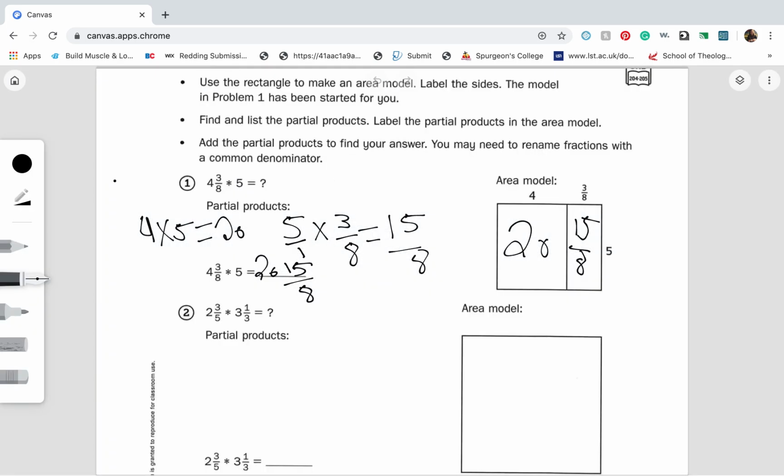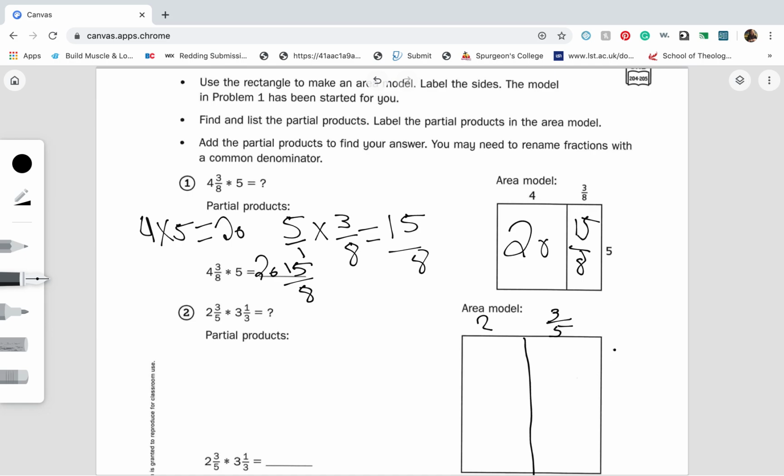Okay, so now we're going to actually make our own area model. So we have 2 3/5 times 3 1/3. So I know right from the get-go, I have to break up both of these. So on one side, there's going to be 2 3/5. You draw a line to represent each number you split. So you have a 2 and a 3/5, so that's one line, and that's going to give you two separate boxes. So there's two sides, one for this number, one for this number.